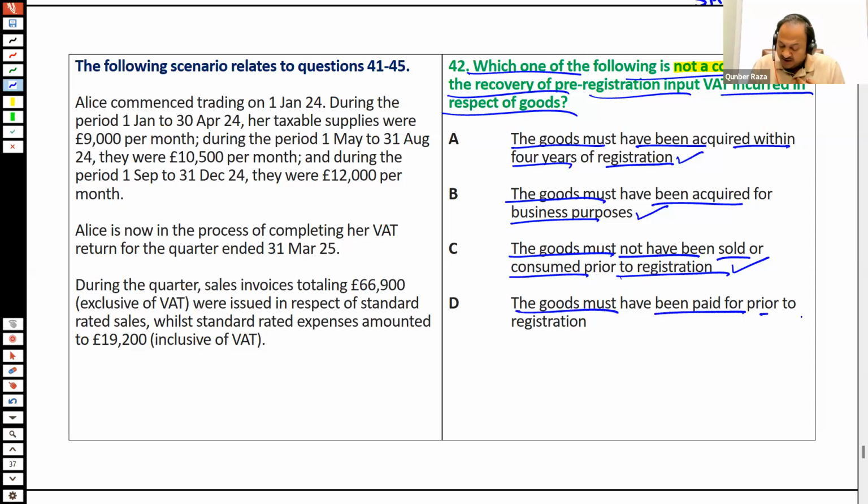The goods must have been paid for prior to the registration. Is payment necessary prior to the registration? The answer is no. Payment is not a criterion at all, because VAT is not on cash basis unless following the cash accounting scheme. VAT is on accrual basis, like we discussed a few minutes ago about the concept of tax point: where you delivered the goods, you issued the invoice, tax point established. That's it, full stop, tax point established.